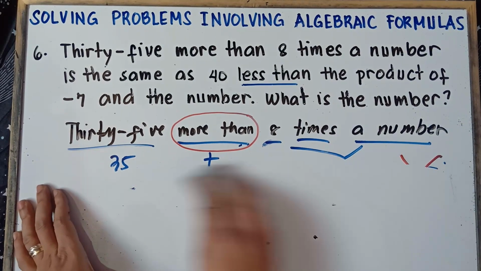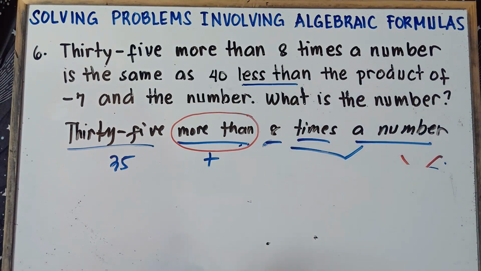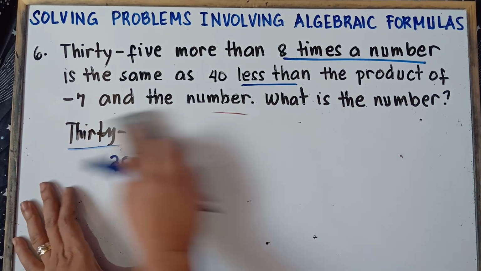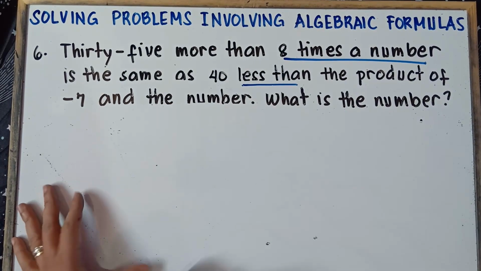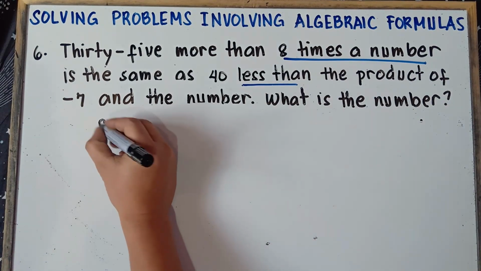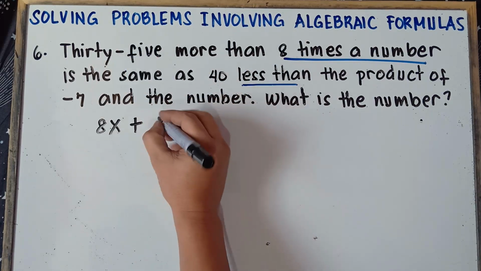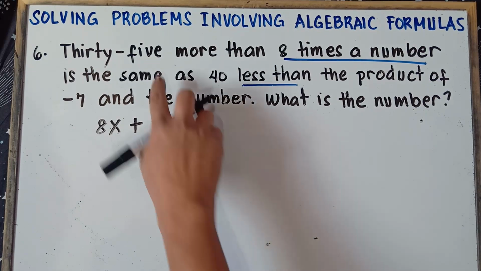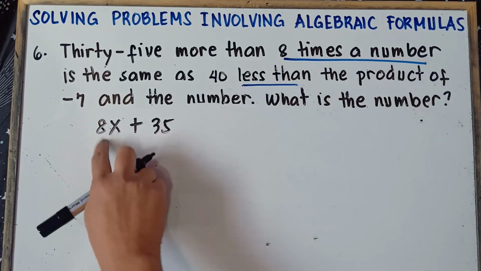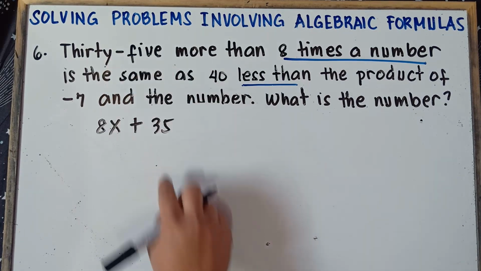Alright, so once again, 35 more than 8 times a number, our answer. So 8 times a number comes first. Let me just erase this one. So 8 times a number comes first, so this will be 8x. Alright, and then more than, this will be plus sign. And then 35. So 35 more than 8 times a number, that would be 8x, copy, plus sign, more than, plus sign, and then 35.